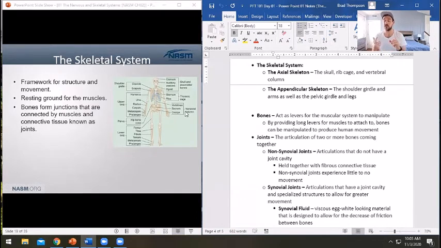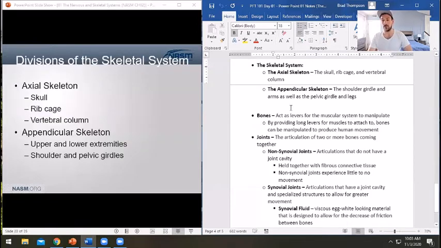So this is protecting delicate structures, it's providing a framework for your body, and it's acting as levers so that your muscular system can move stuff around. Which is great, right? I've got a lever here and a lever here, and when this little muscle that runs from here to here goes like that, it shortens and manipulates my body. So the divisions you've got, right?